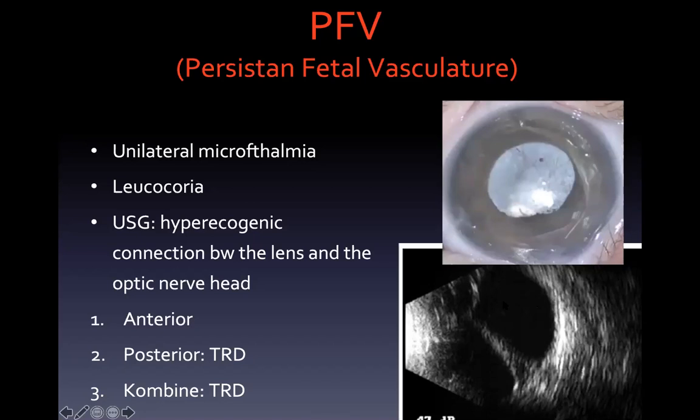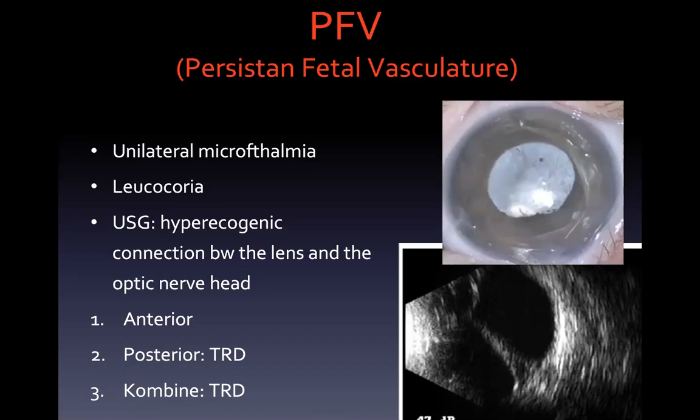But by the end of 28 weeks of fetal age, this hyaloid vessel regresses spontaneously because the retinal vessels and the other supplies have already formed.